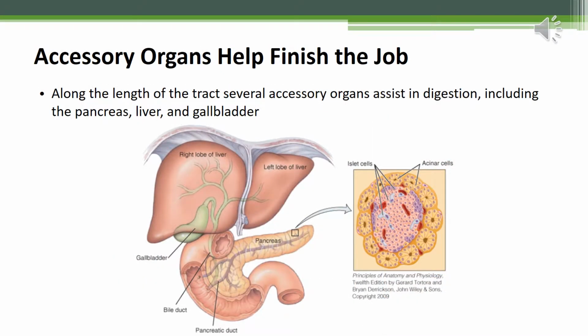Now I'm going to talk about 3 of the primary accessory organs of the digestive system, and these are found along the length of the digestive tract, and the ones we're going to talk about are the pancreas, the liver, and the gallbladder. And in this diagram you can see these 3 organs, and here where it's showing a closer view of the pancreas, we're looking at the 2 types of cells within the pancreas, the acinar cells and the islet cells.